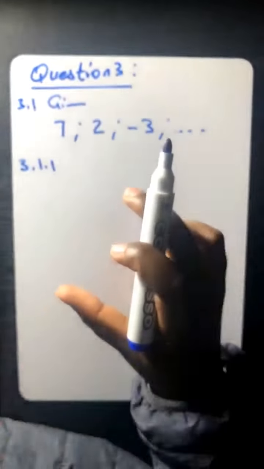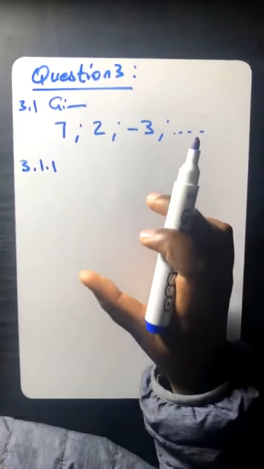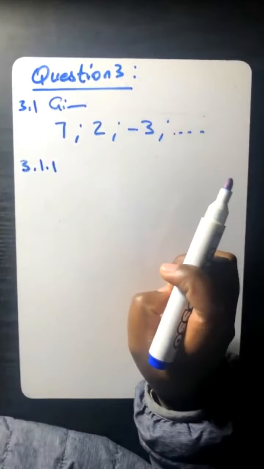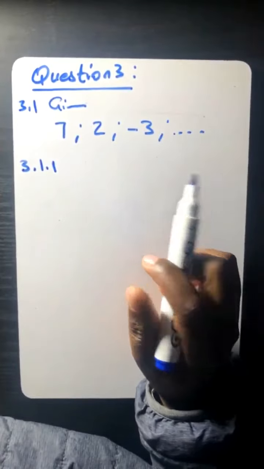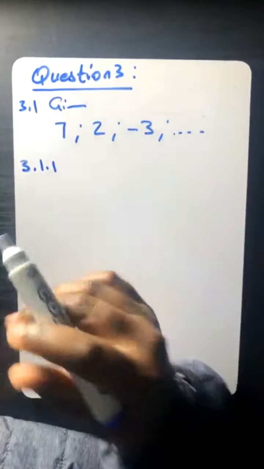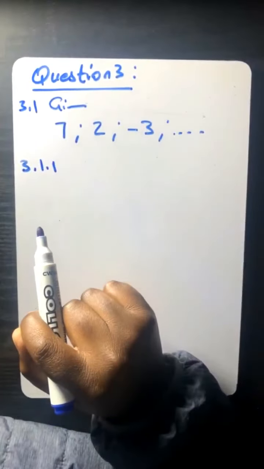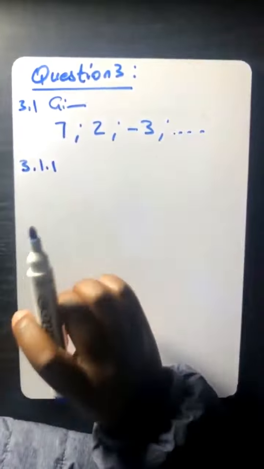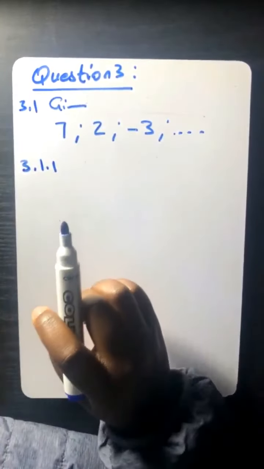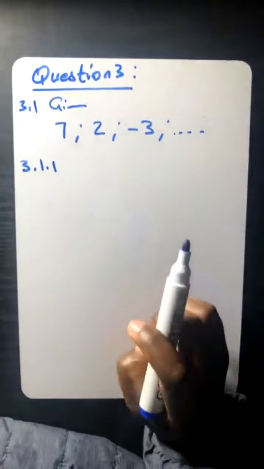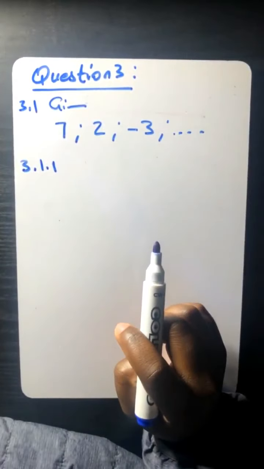Okay, question 3, it's all about sequence and series. In sequence and series, how many types of sequences do we have? We've got 3. What are those? You've got an arithmetic, which could also be called a linear sequence. You've got a geometric. You also have a quadratic. How do you notice or differentiate between those 3? I've already explained all of that, and I'm sure all of you are aware of that.